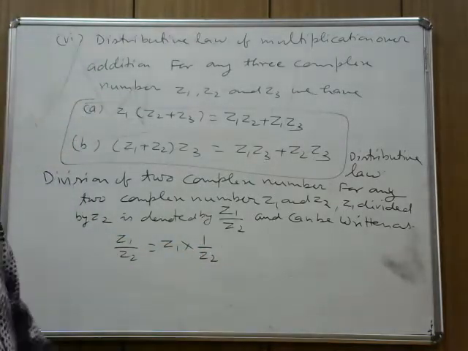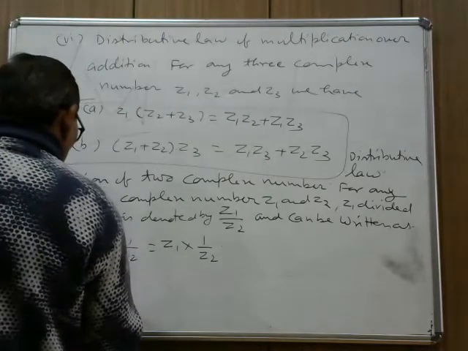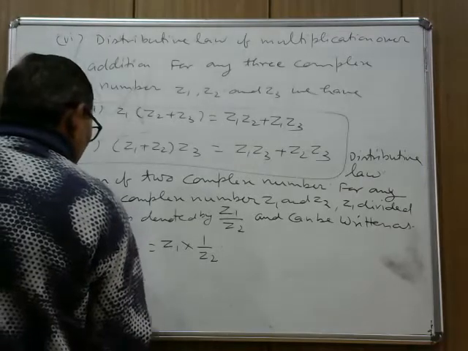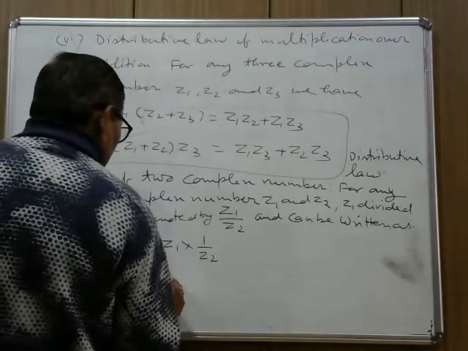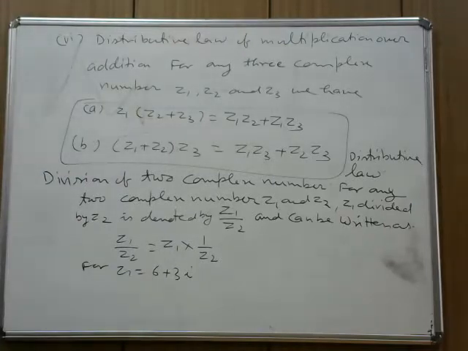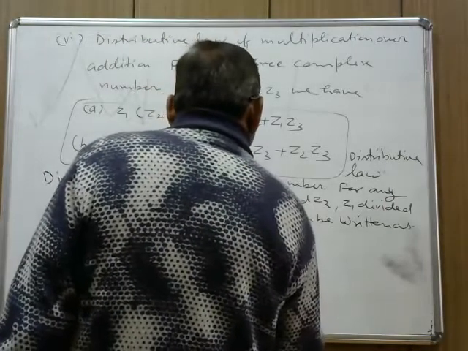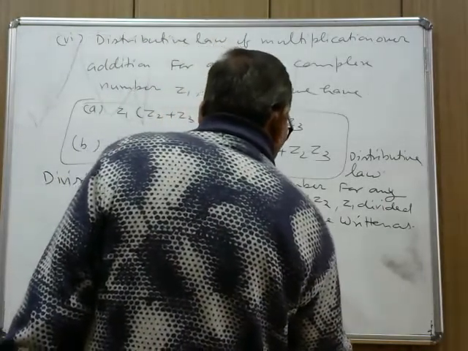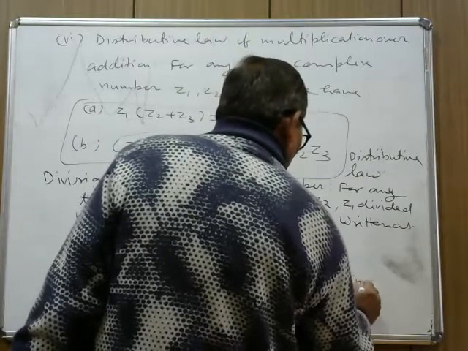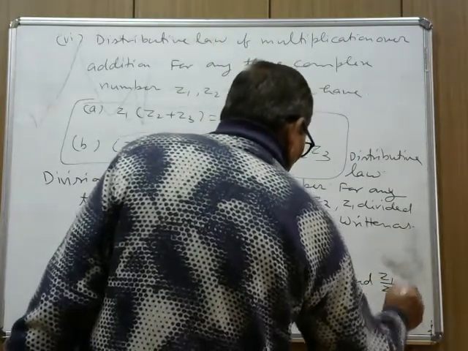So for two given complex numbers, Z1 equal to 6 plus 3i and Z2 equal to 2 minus i, find Z1 upon Z2.